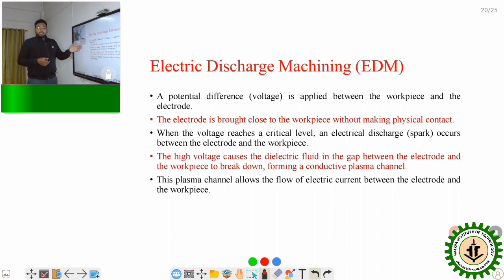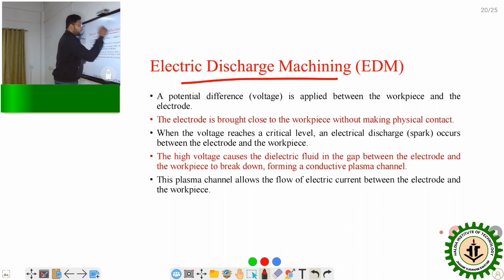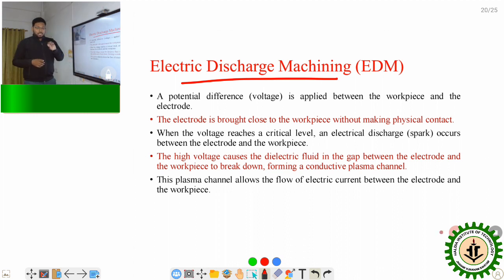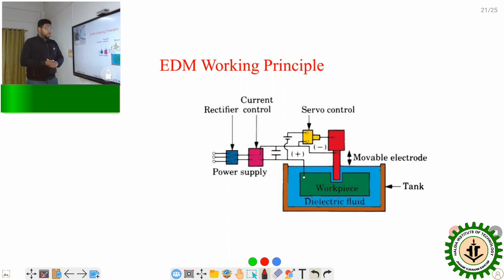Now another non-conventional machining process is electric discharge machining. EDM is quite similar to the ECM process, but there is a minor difference between ECM and EDM. The main difference is that it is a discharge machining. That means there is a spark between the tool and the workpiece. The spark creates a temperature rise in the workpiece. So how does this process happen?